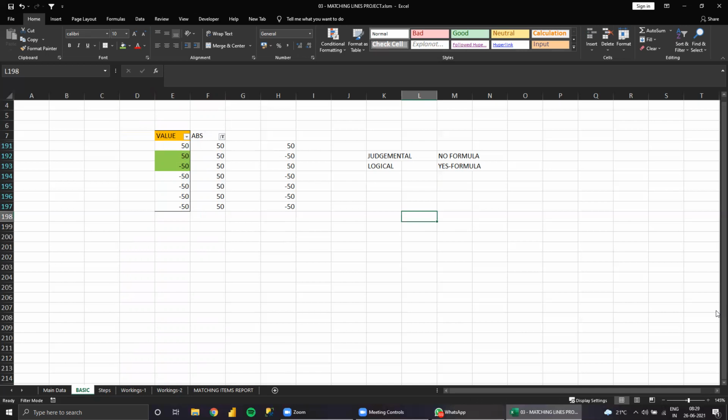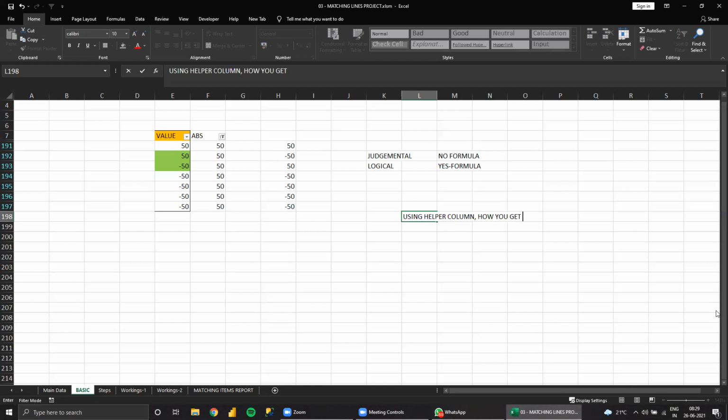So I'll write, suppose if you don't understand, I'm sorry for that. Using helper column, how do you get matching items, meaning positive and negative.